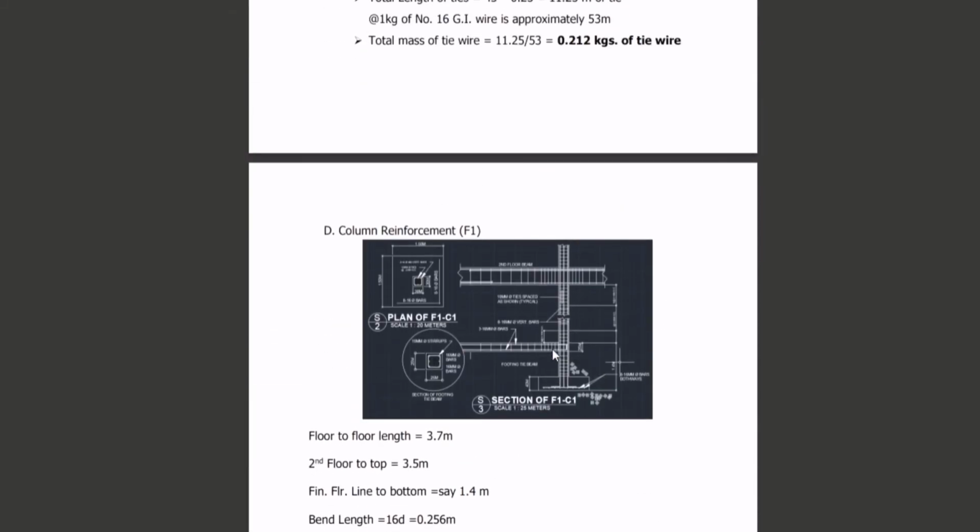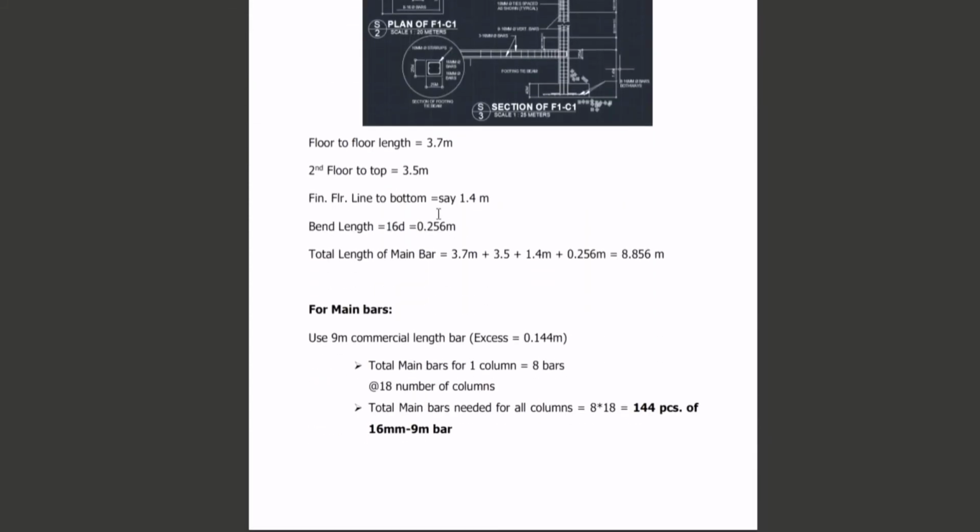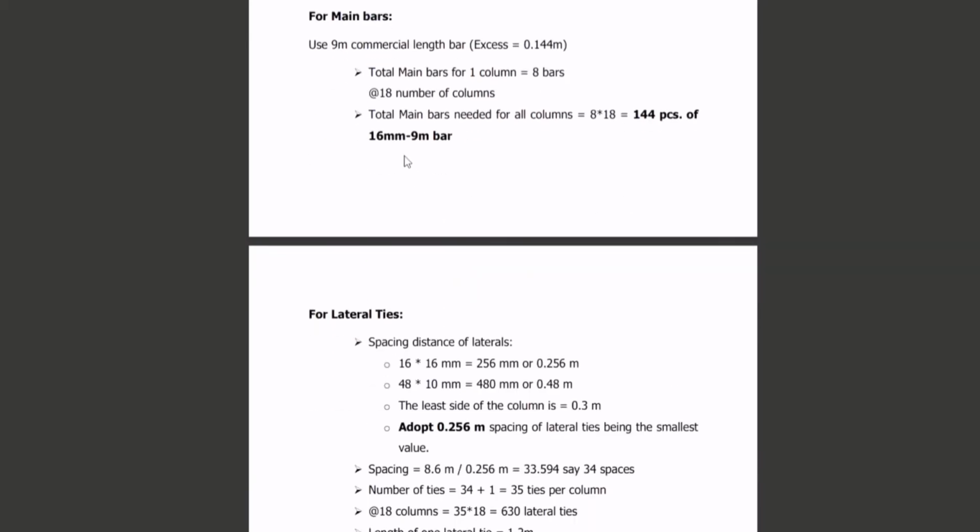Ngayon sa columns naman tayo. So count natin yung floor to floor length, which is 3.7 meters. Tapos second floor to the top, which is 3.5 meters. Then itong 1.4 meters itong sa ibaba. Bend length naman niya, which is 0.256 meters. Total length niya ay 8.856.